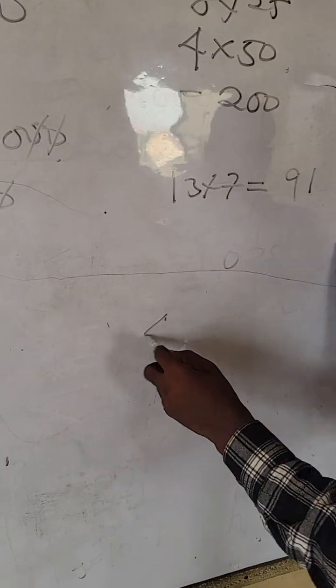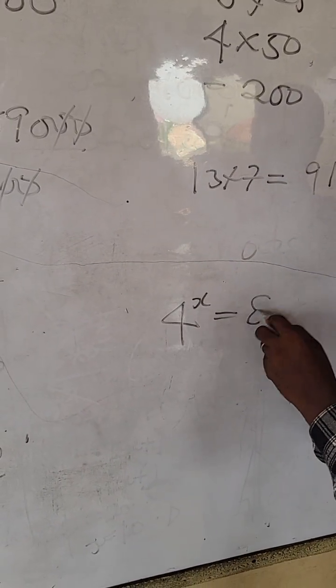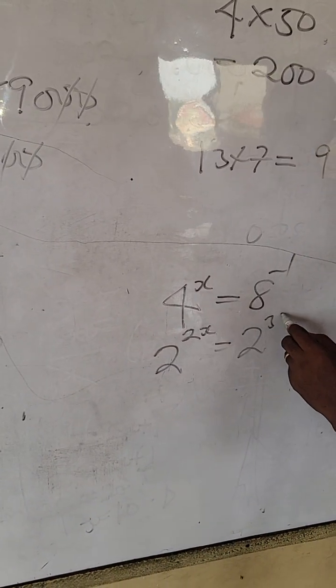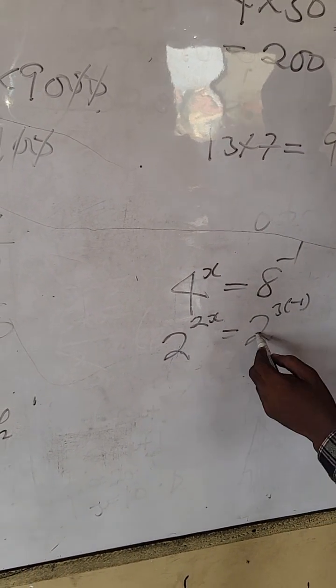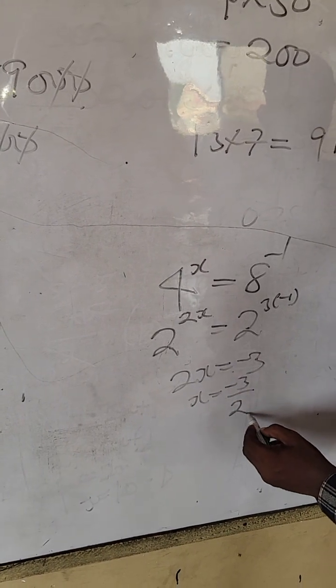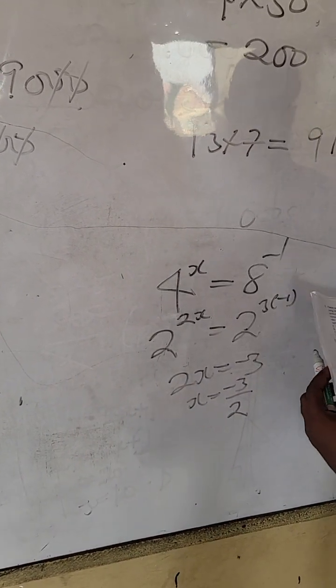36, 4 exponent x equals 1 over 8. That's 8 exponent negative 1. This is 2 squared. This is 2 cubed. So same basis, so equate the exponent. X is negative 3 out of 2 for question 36.